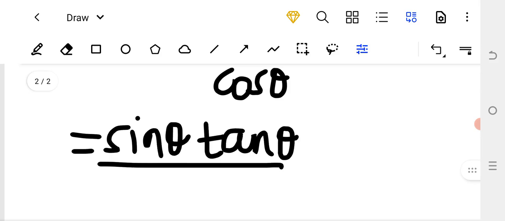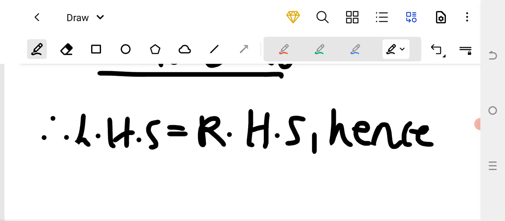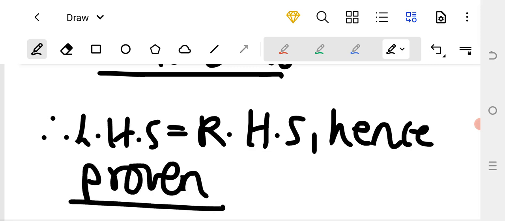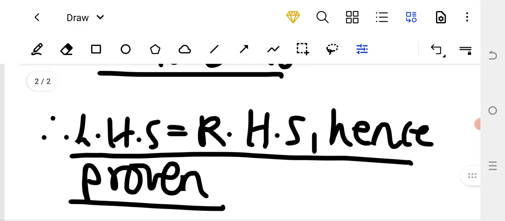like that. Then how do you conclude? You say therefore left hand side is equal to right hand side, hence proven. Okay, so that would be it for this particular question. This marks the end of this video.